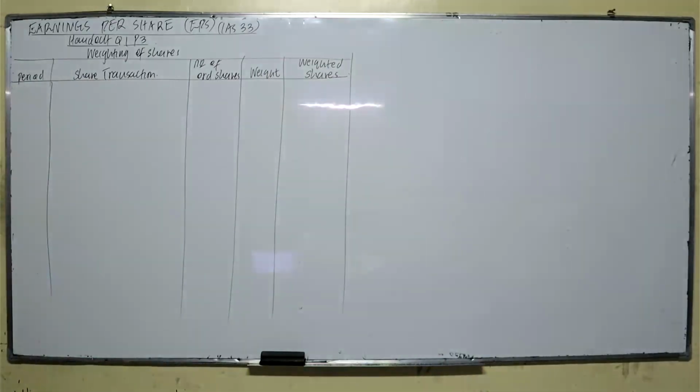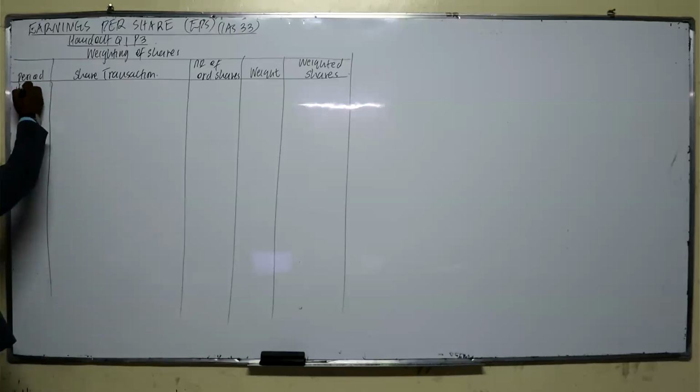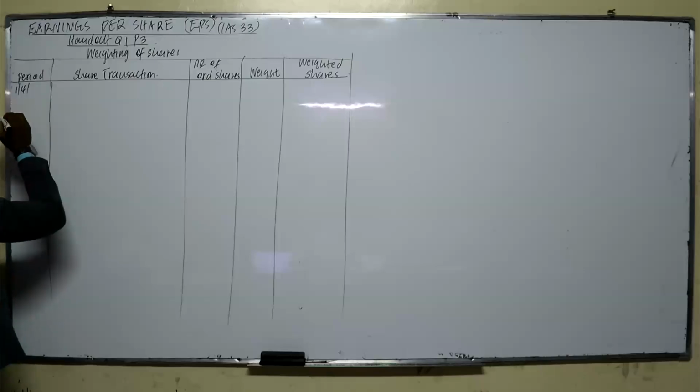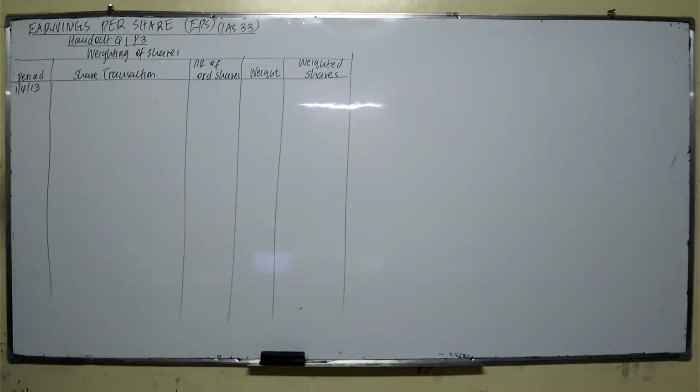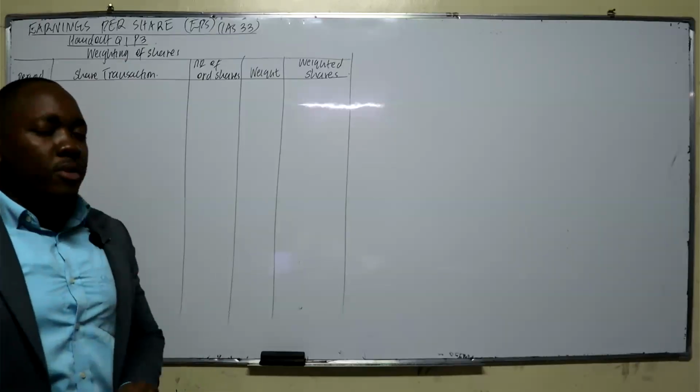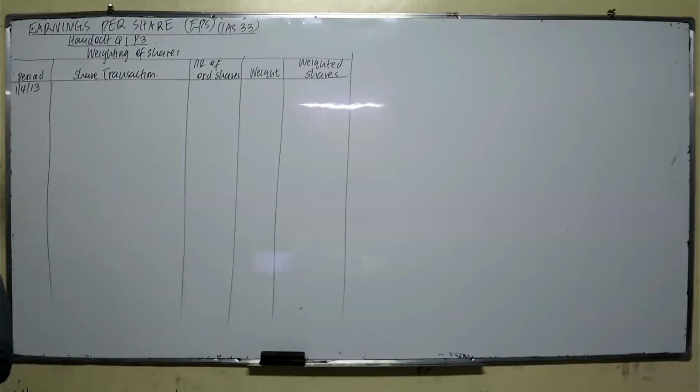If the year ends on 31st of March, that's the end, right? That means the financial year had started on? Correct, 1st April. So the year ends 2014, which means it started in 2013, 1st of April 2013. Actually, for EPS, the most important part is to determine when the financial year starts and when the financial year ends.